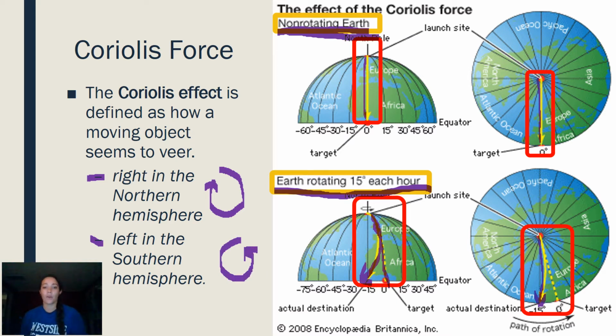And the reason I say this is important is because this is why hurricanes turn the way they do. This is why our storm systems move in a certain direction. So remember, Coriolis effect, rotating Earth, and it causes things in the northern hemisphere to go clockwise and the southern hemisphere counterclockwise. This is also why when you flush a toilet, it goes a certain direction.